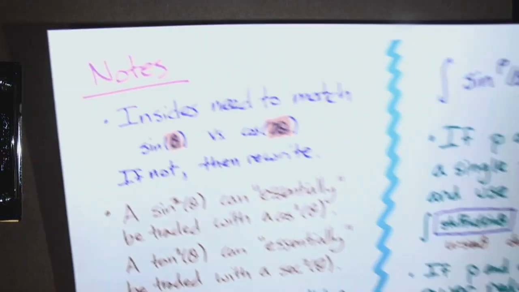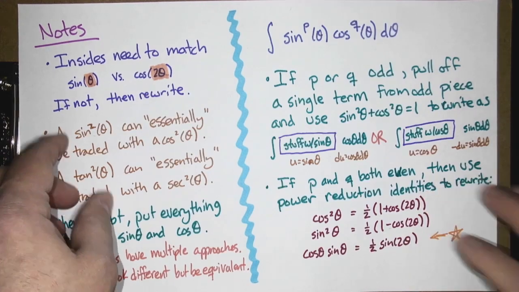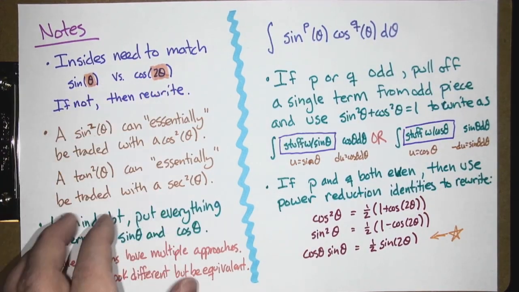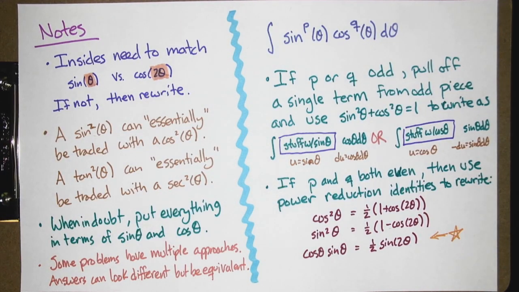A couple of notes. Make sure your insides match. So if you have a problem where some part of it says theta and some other part of it says 2 theta, you say, okay, before I do anything else, I need to make sure all my inputs look the same. So you really need to have the same apples, right? You don't want apples and oranges. You want apples. So make sure your insides match. And if they don't match, look for trig identities that let you do that.